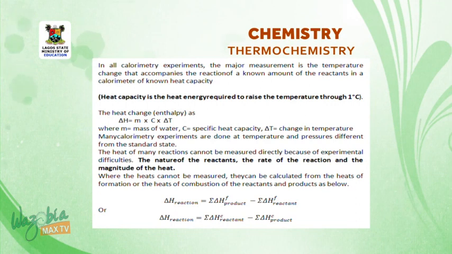Many calorimetry experiments are done at temperatures and pressures different from the standard states. The heat of many reactions cannot be measured directly because of experimental difficulties, such as the nature of the reactant, the rate of reaction, and the magnitude of the heat. Where the heat cannot be measured, it can be calculated from the heat of formation or the heat of combustion of the reactants and products. In terms of heat of formation, heat of reaction is summation heat of formation of product minus summation heat of formation of reactant, or heat of reaction is given as summation of heat of combustion of reactants minus heat of combustion of the product.